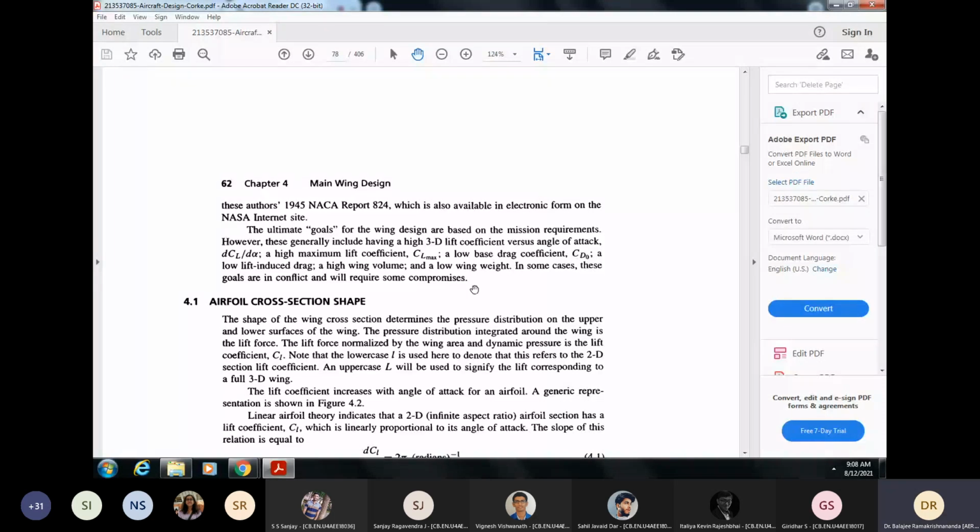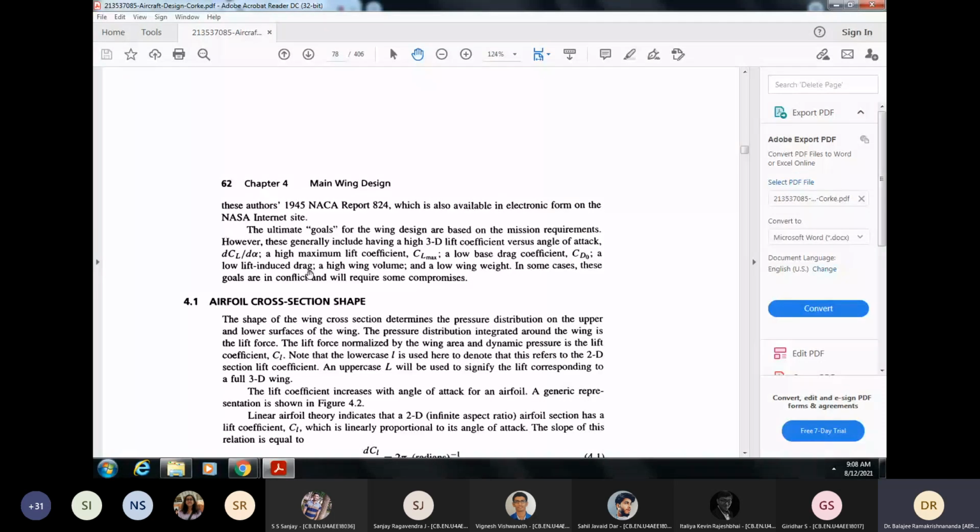Then a low lift-induced drag, which means that K, in CD = CD0 + K CL squared, should also be as small as possible. What does K depend on? K is 1 by pi into aspect ratio into E. So aspect ratio should be as high as possible. These are all our wish list for a good wing.